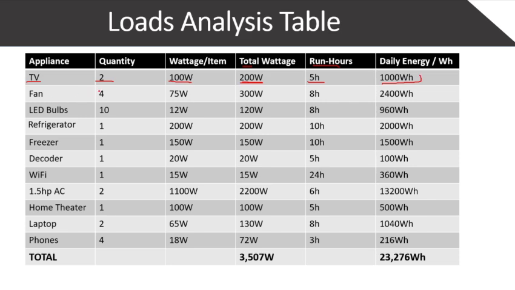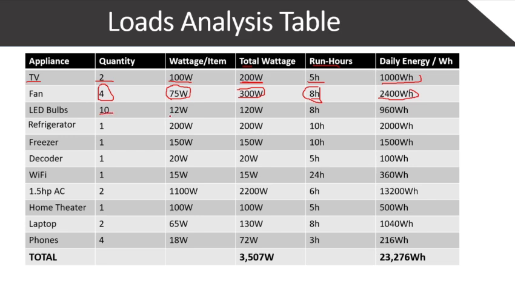For our fans, we have 4 fans and their wattage is 75 watts per item. That's each fan is consuming 75 watts. When you multiply 4 times the wattage, which is 75, it will give us 300 watts. And they are running for 8 hours. When you multiply 300 times 8 hours, it will give us 2400 watt hours. You do the same thing for the LED bulbs, 10 pieces.